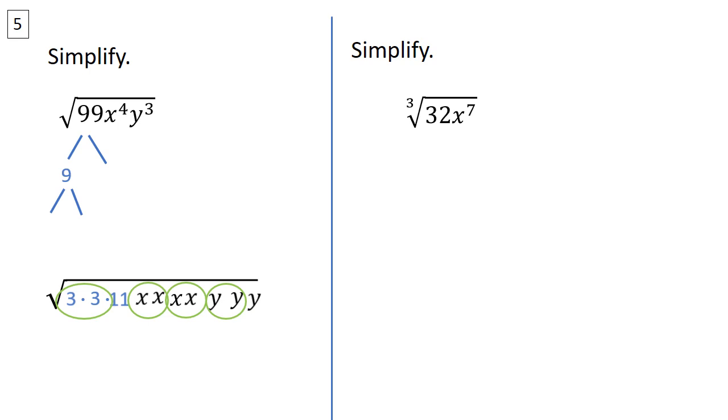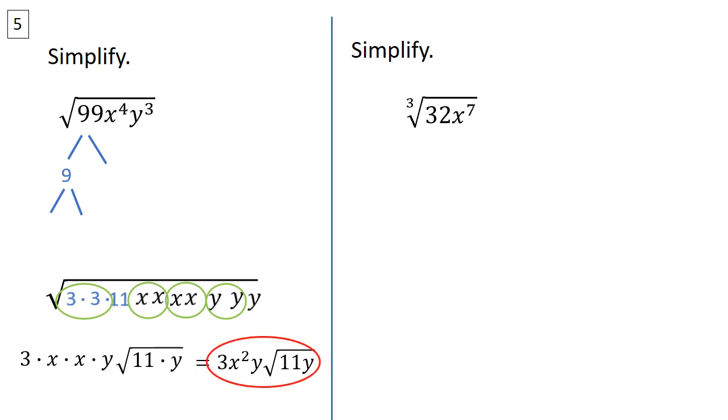And I have to trade in those pairs. You have to trade in 2 3's inside to get that 1 3 on the outside. Same thing with the x's. 2 x's inside gives me an x outside. 2 more x's inside give me another x outside. And same with the y's. Anything that didn't have a buddy has to stay inside the radical. So that's the 11 and that last y. Everything outside gets multiplied together. Everything inside gets multiplied together. And it's going to give me 3x squared y times the square root of 11y.